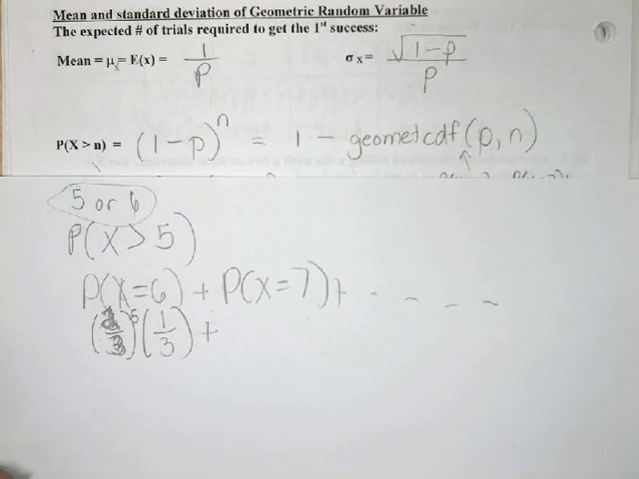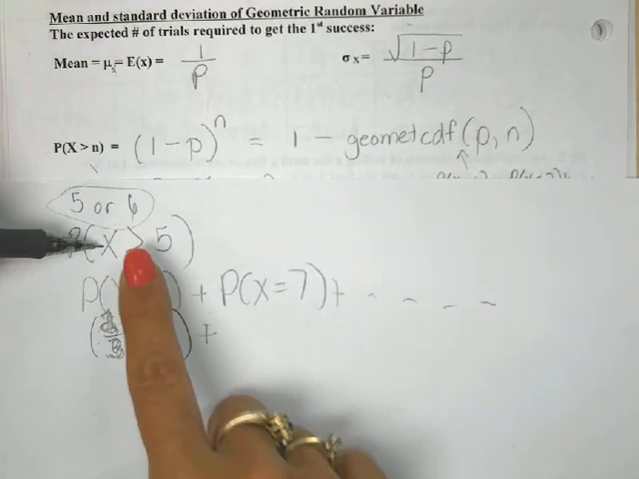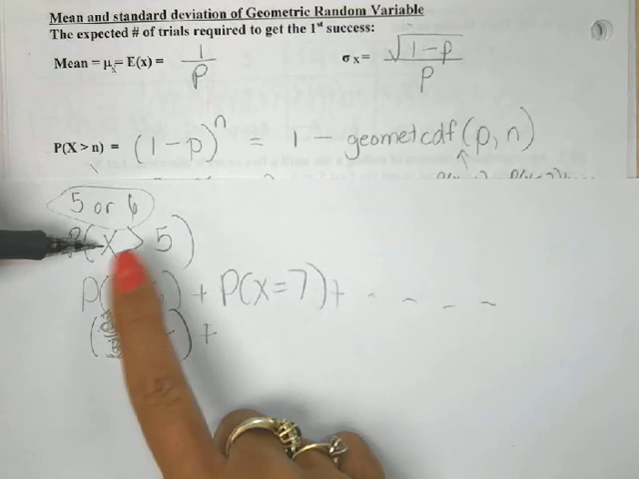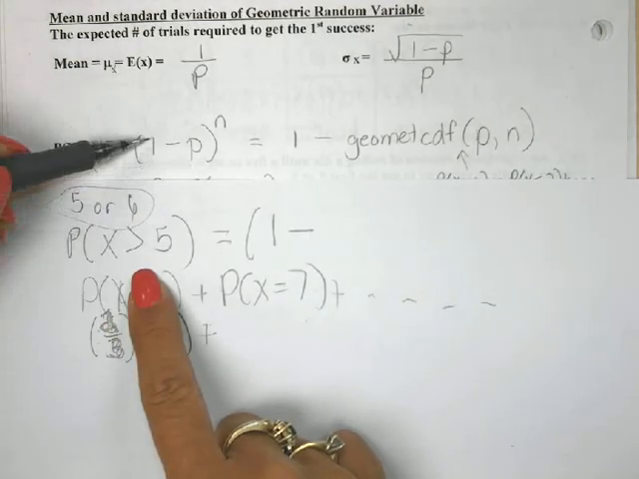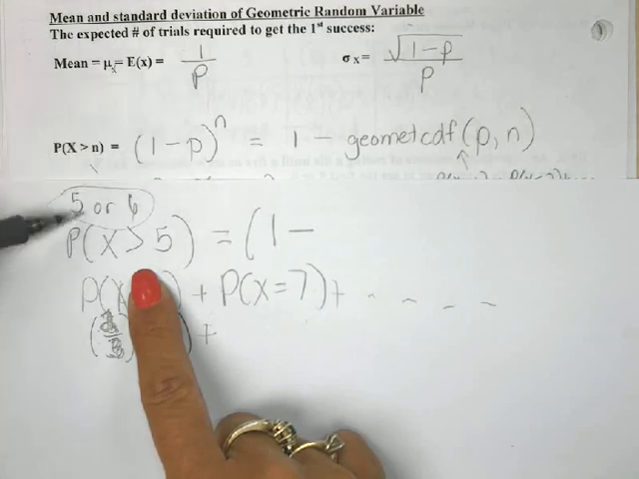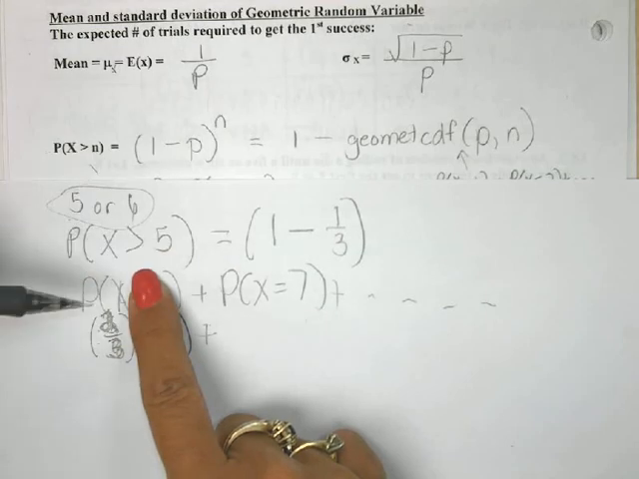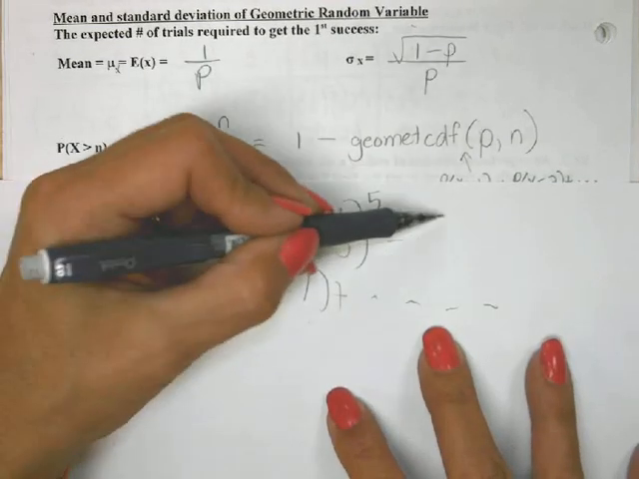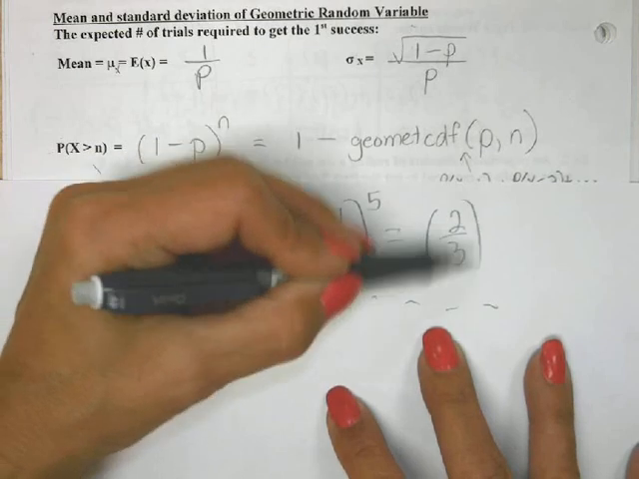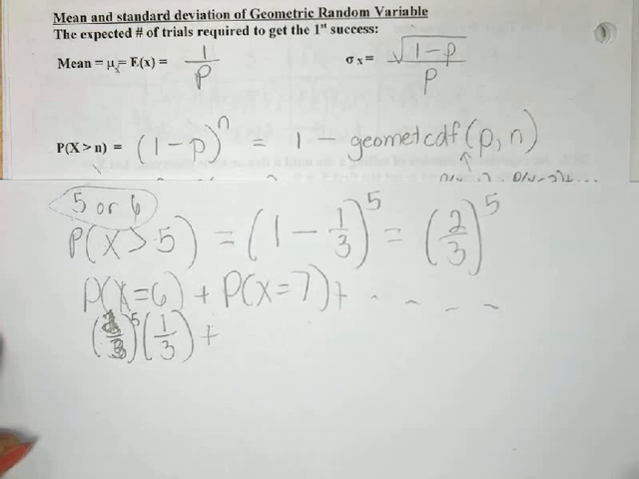But geometric has a cool feature, as I said before, that we can actually answer this question in a geometric setting by taking 1 minus the probability of a success, and our success is rolling a 5 or a 6, which is 1/3, and take it to that power. So if we take 2/3 to the 5th power, it actually adds all of these things up for us.